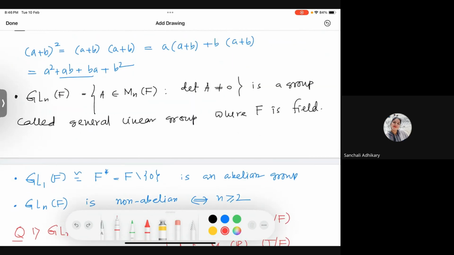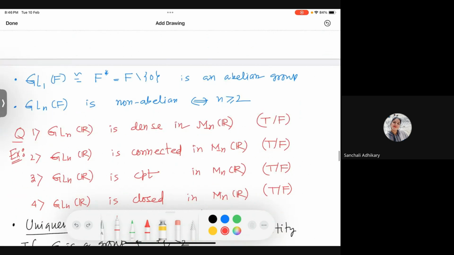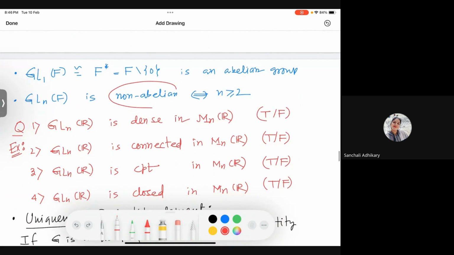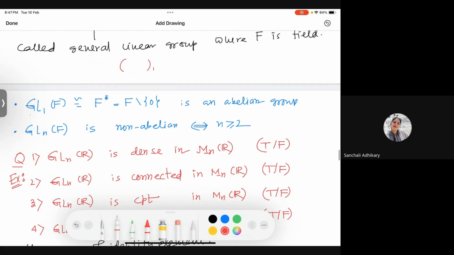So similarly, you can take GLnF, where F is a field. GLnF is non-abelian if and only if n is greater than or equal to 2. If n is equal to 1, this is isomorphic to F star. F star means F minus 0. So it is a 1 cross 1 matrix, so there exists only one element. So in GL1F, a must not equal 0.